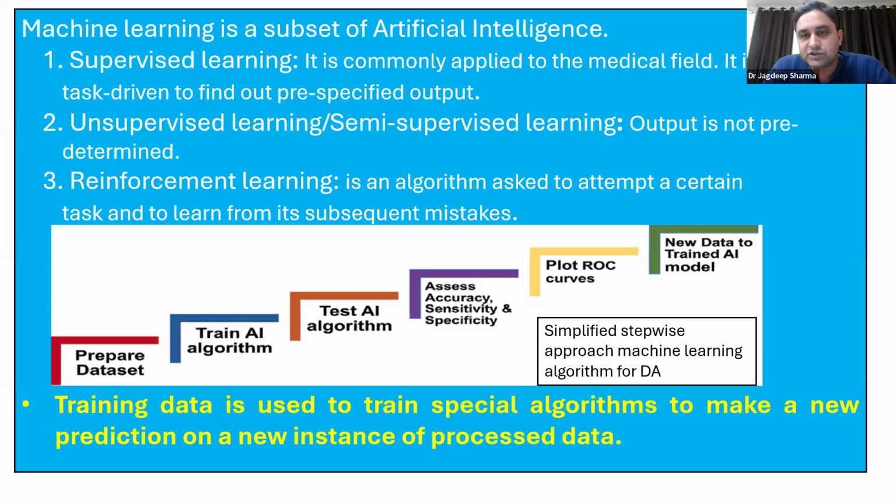Depending upon this accuracy and sensitivity, it is put up for testing on the next subset of data. So the crux of AI is that we use training data to train special algorithms to make a new prediction on a new instance of process data.